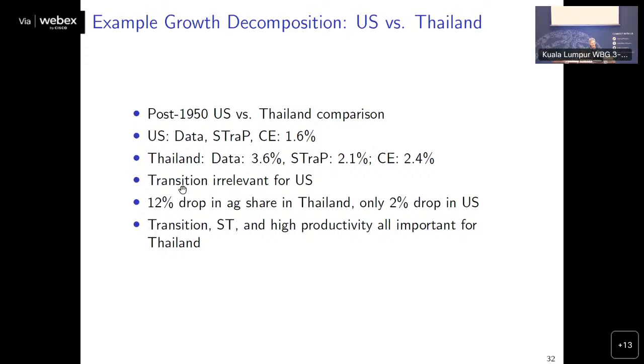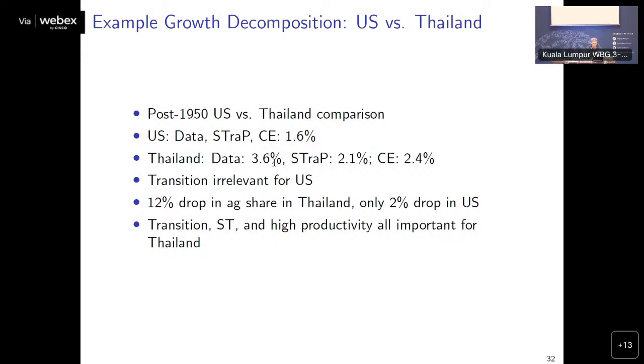In Thailand, the model predicts a 12% drop in the share of agriculture and only a 2% drop in the US, which is why you get much higher growth rates in Thailand than in the United States. Because even in 1950, there's very little in agriculture in the United States. So even though productivity growth is fast in agriculture, it's such a small part of the economy that it doesn't contribute to the aggregate.